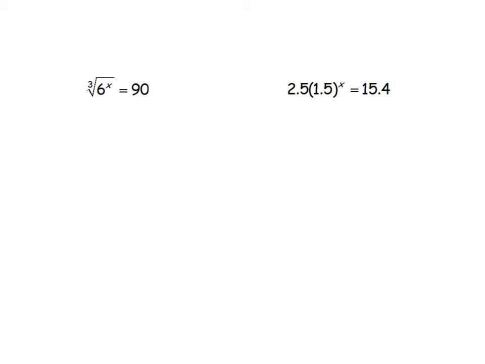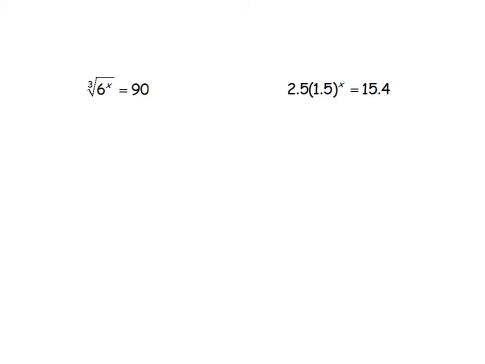All right, so what you'll see on these two examples is something a little bit more complex. Now remember back to the first direction in the first slide. Step 1 is to isolate the base and the exponent. So our base is 6 and our exponent is x. We need to isolate that, which means we need to get rid of this cube root.